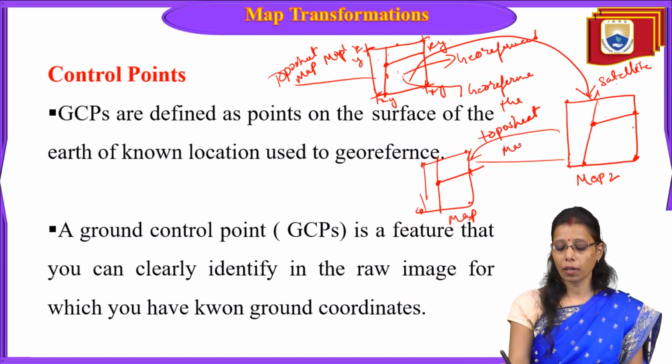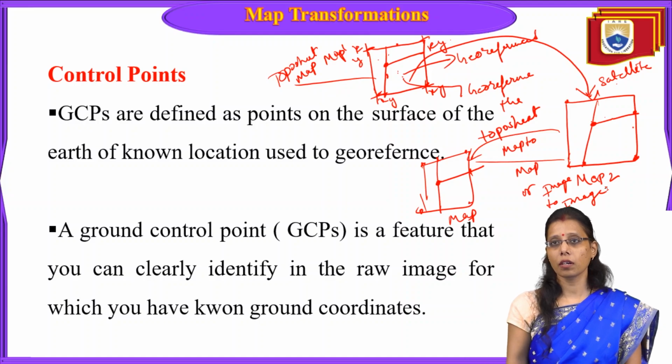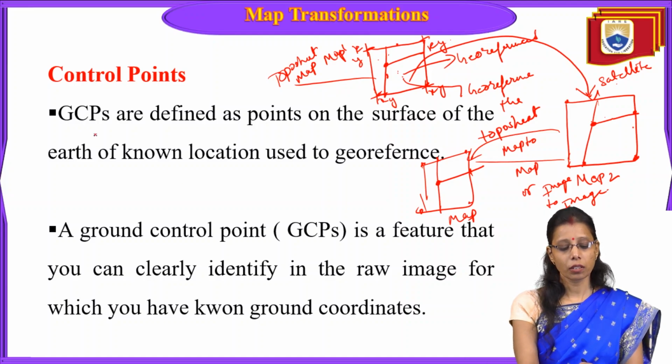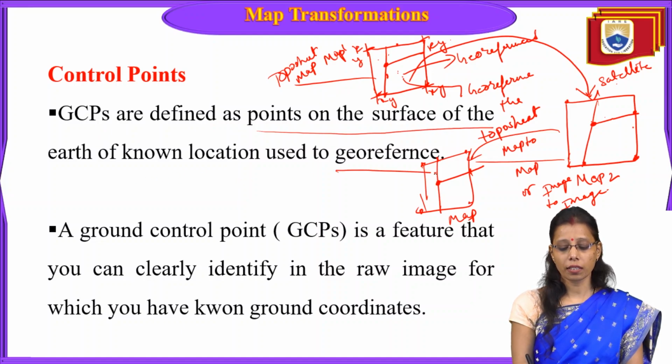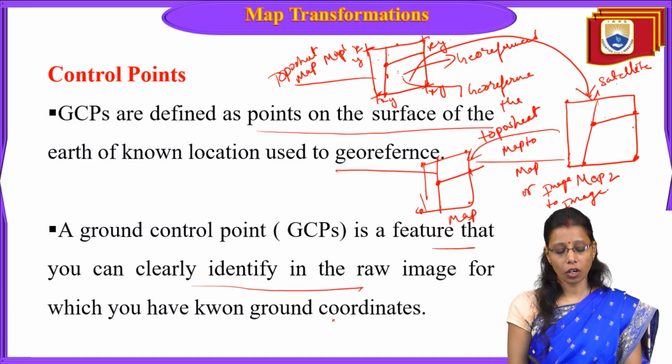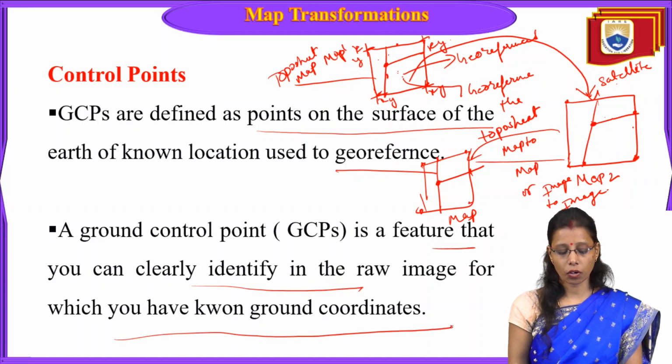So this is called map to map or image to image. Okay, so this is called map transformation. Now, control points. GCPs are defined as points on the surface of the earth of known location used as georeference. A ground control point, GCP, is a feature that you can clearly identify in the raw image and for which you know the ground coordinates.